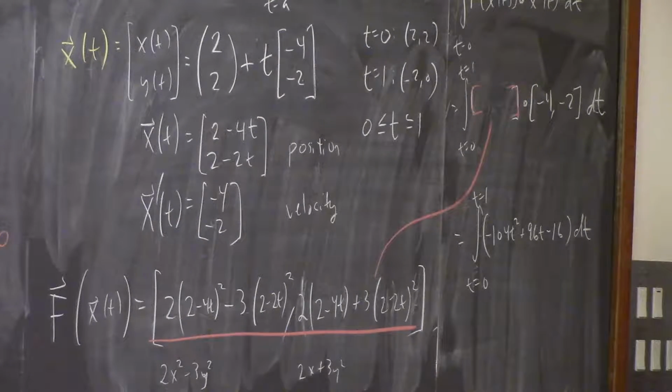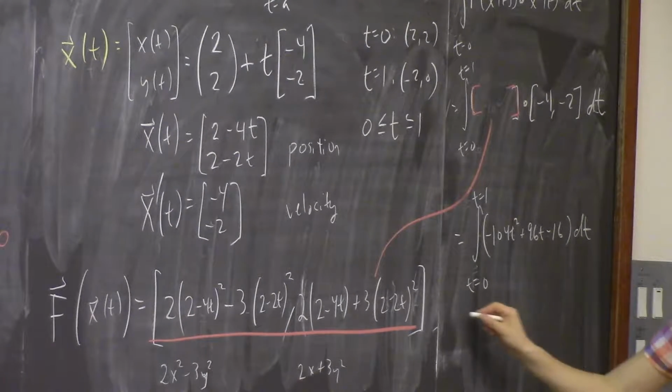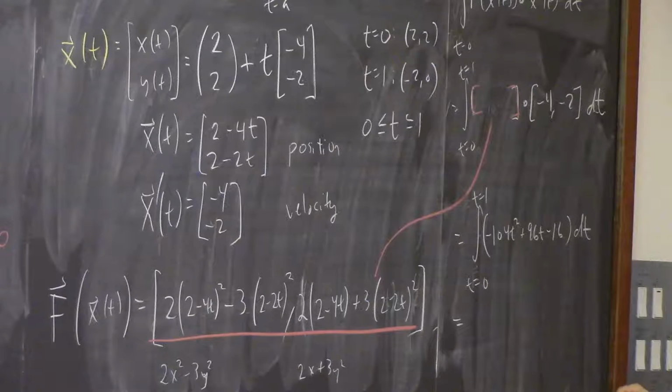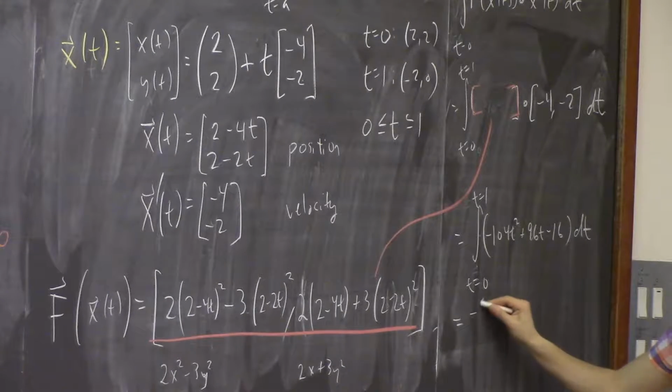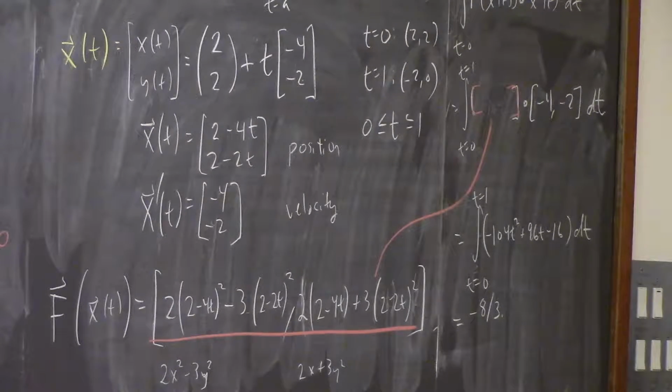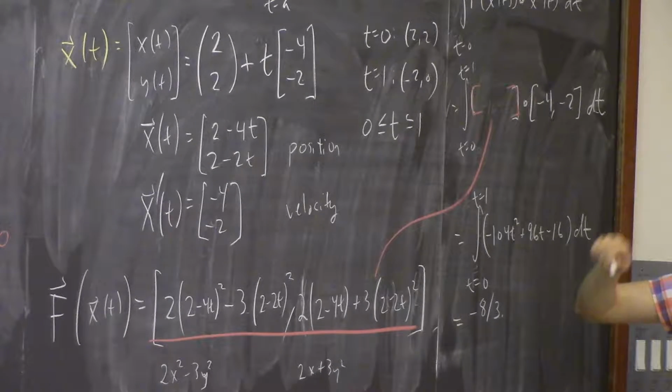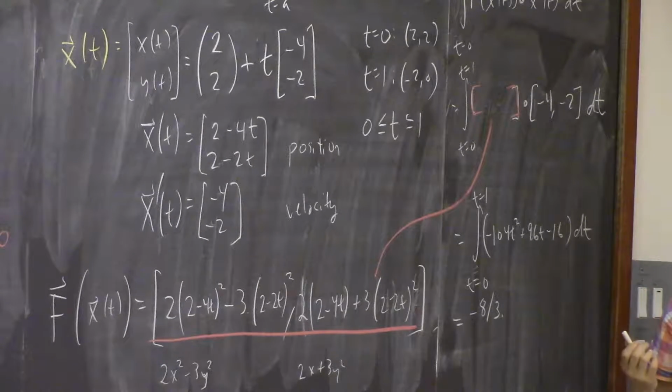And this you can do. And if you were to do it, you would find that it was -8/3. So it tells you that along C3, the vector field is kind of working against you, just a little bit.